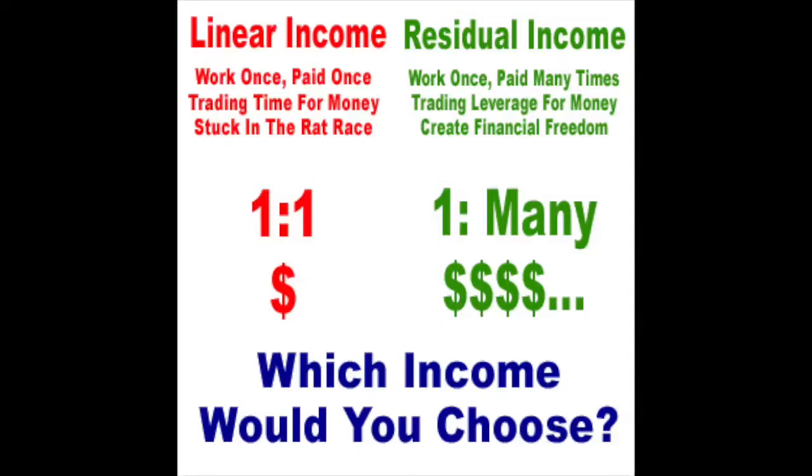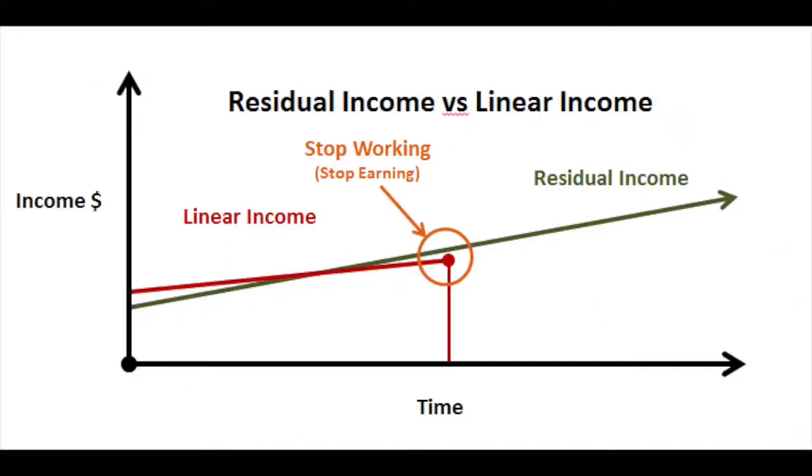That's how many dollars you get paid. So for example, if you go into work and you work 9 to 5 and you get paid $100 for that day, that's linear income. If you wake up and you're sick and you don't go to work and you don't get paid because of that, that's a sign that your income source is a linear income based income source.